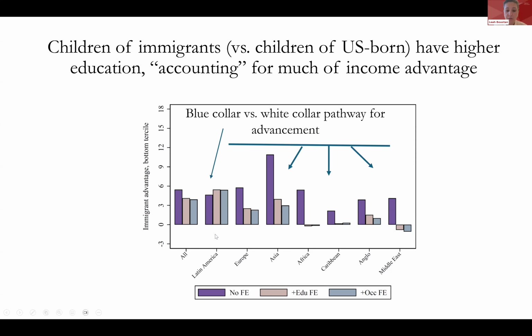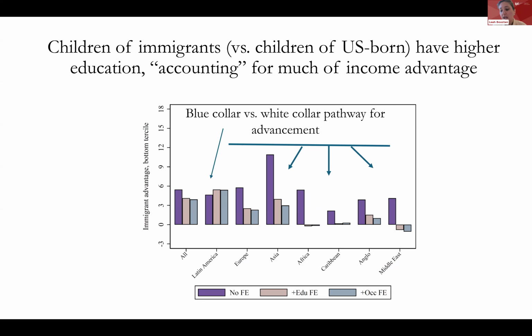And so there's a blue collar pathway to advancement that's being taken by the children of Latin American immigrants, and a white collar pathway to advancement that's being taken by the rest of the child of immigrant group. Overall, because children of Latin American immigrants represent around half of the sample, we see that education is a reasonably small share of the overall accounting. But within group, we can see that education is explaining 60 to 100% of the income advantage in most of our different regional groups.